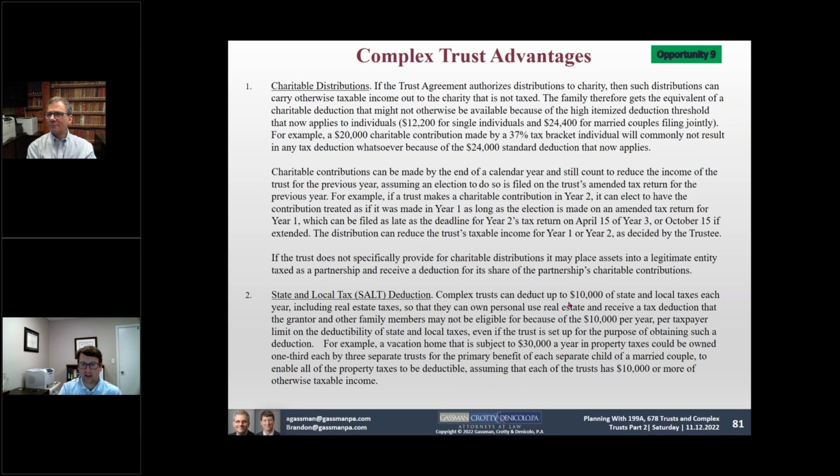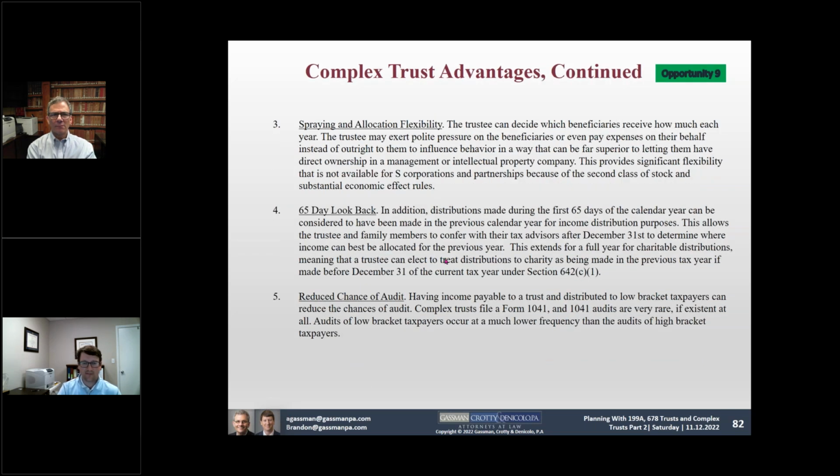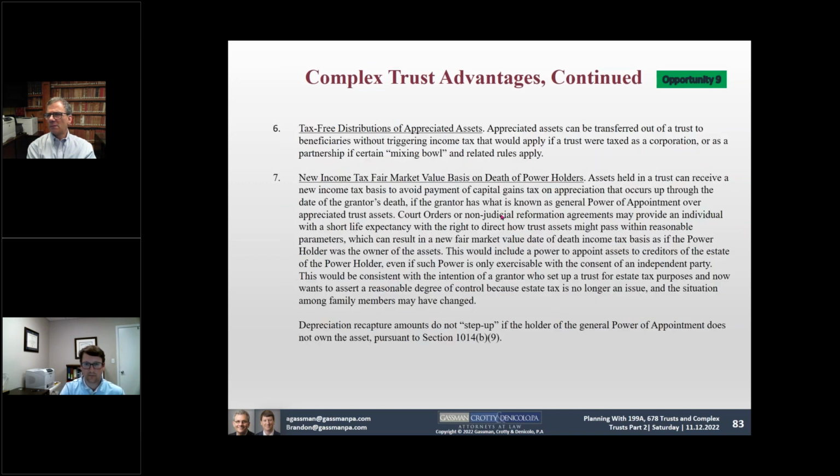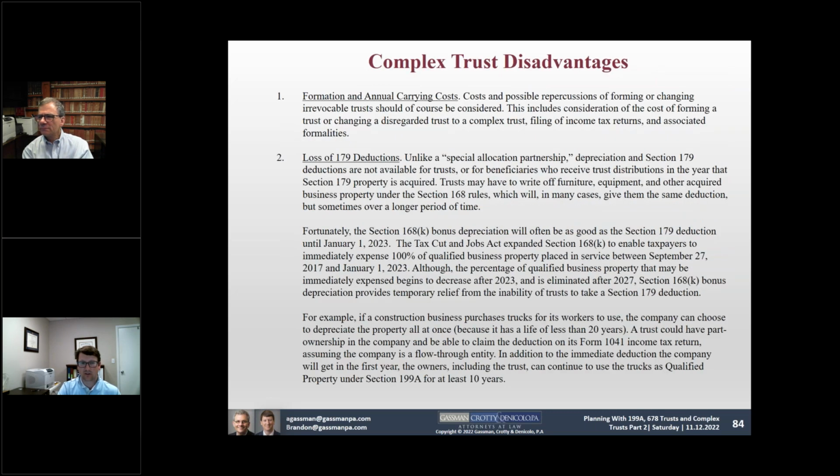You can get a $10,000 limitation for state and local income taxes. The 65-day look back period can be really beneficial, particularly for this type of planning, where you can make distributions 65 days into the calendar year and treat them as having been made in the previous year, carrying out the distributable net income. So you can see income levels of beneficiaries and spray income across lower brackets, making sure they don't hit the high bracket. You can distribute assets tax-free, at fair market value basis, potentially if you give certain powers under the trust agreement. So all these have nice advantages under the complex trust.